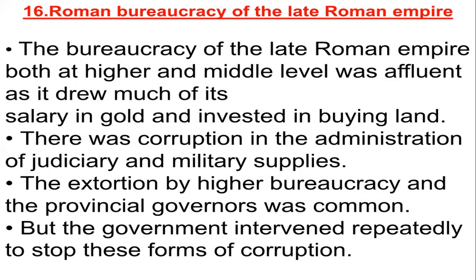The late Roman bureaucracy, both higher and middle echelons, was a comparatively affluent group because it drew much of its salary in gold and invested much of this in buying up assets like land. There was, of course, a great deal of corruption, especially in the judicial system and in the administration of military supplies. The extortion of the higher bureaucracy and the greed of the provincial governors were proverbial. But government intervened repeatedly to curb these forms of corruption.